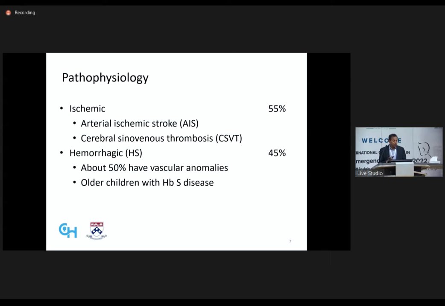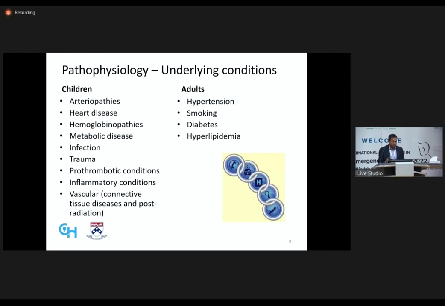Similar to adults, stroke in children also can be ischemic or hemorrhagic. And ischemic stroke can be arterial ischemic stroke, again, because of limitation of circulation by a developing clot or through an embolus, or it could be a venous sinus thrombosis, or it could be a hemorrhagic stroke where 50% would have vascular anomalies, and we'll talk about what kind of anomalies later on, or older children with sickle cell disease as well are prone to hemorrhagic stroke.